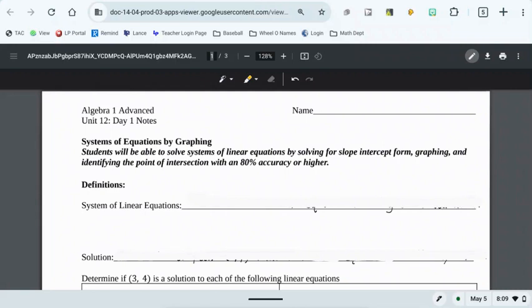Let's get started. This unit is on systems of equations, and today we're going to focus on systems of equations by graphing. Students will be able to solve systems of linear equations by solving for slope-intercept form, graphing, and identifying the point of intersection with 80% accuracy or higher.